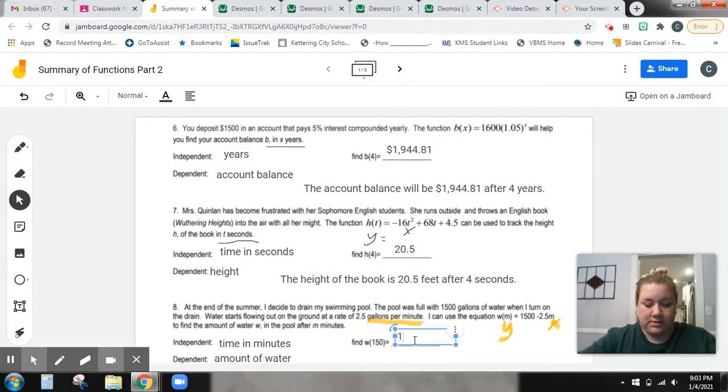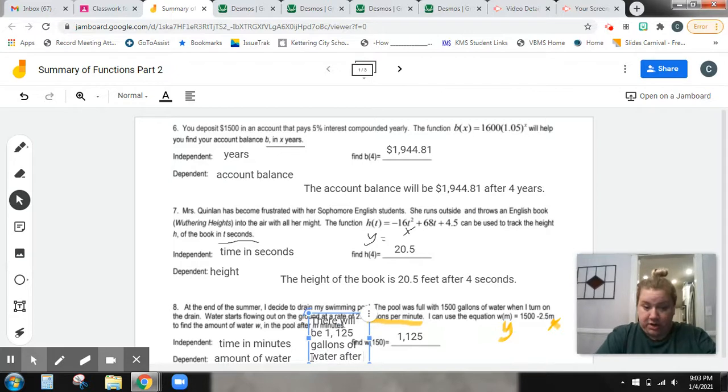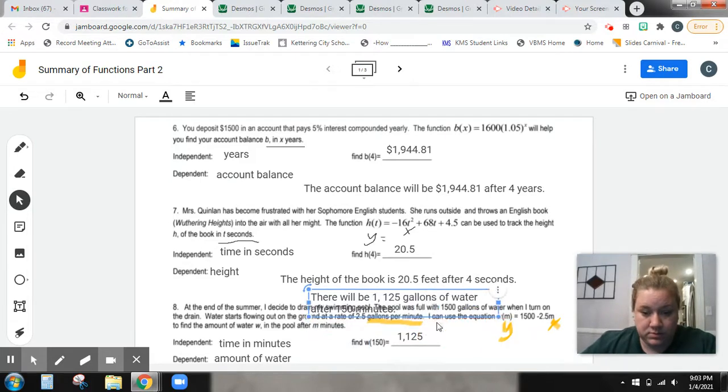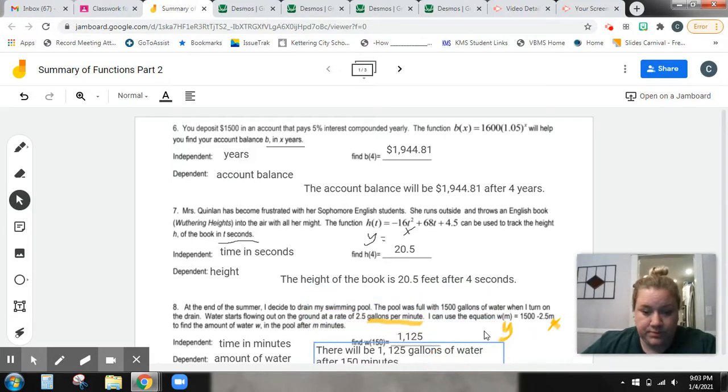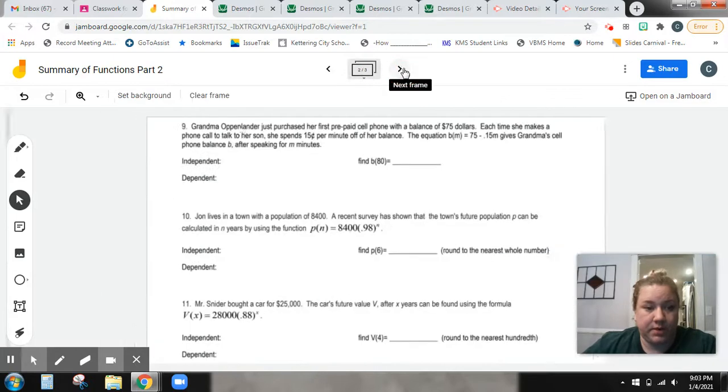1,125. Now I want to put what that means. So what is that 1,125? So there will be 1,125 gallons of water after 150 minutes. And there's my sentence.